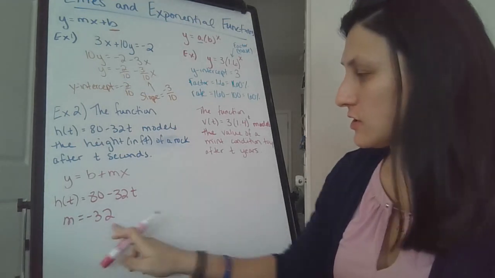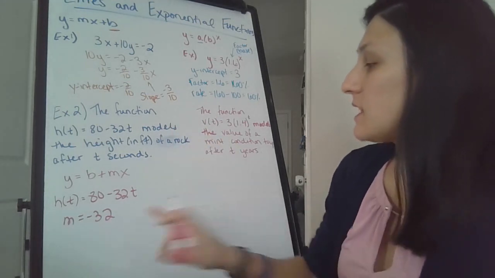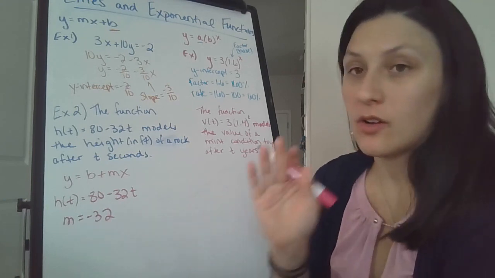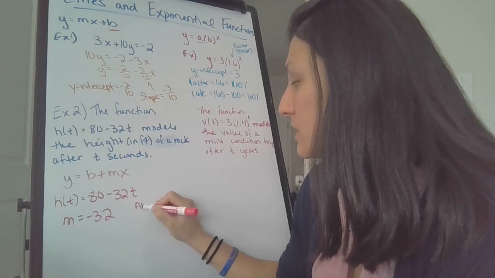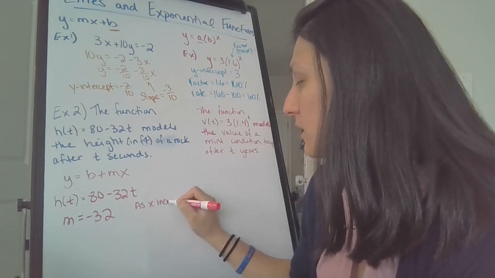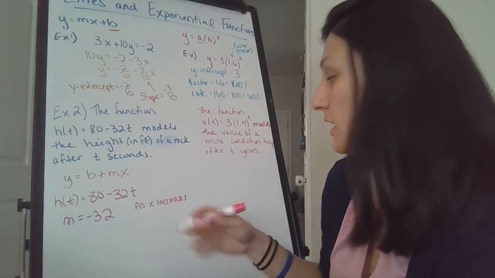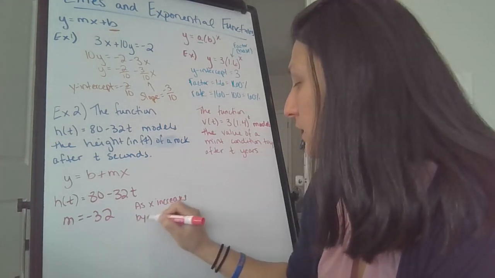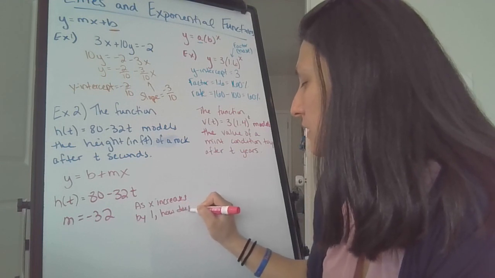now we know that that's our slope. Now we have to interpret it in terms of the context of this problem. So what does that mean? Well, the slope, always the definition of slope is as x increases by 1, and it doesn't have to be x, it's whatever the independent variable is. As x increases by 1, how does y change?